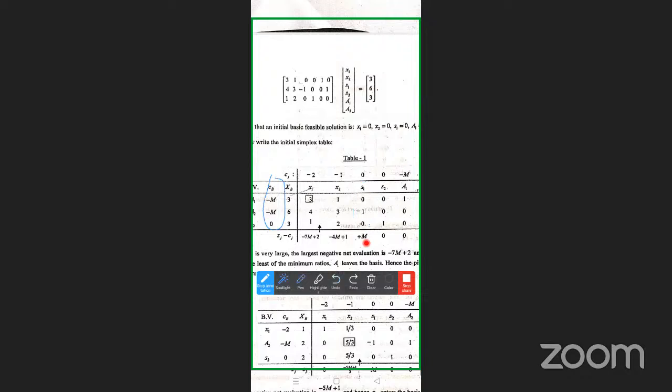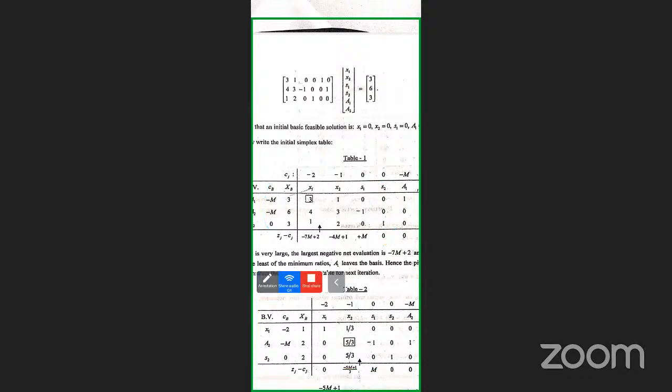Next, second one, S2, second variable. So multiply 0, minus M into 0, 0. Second one, minus M into 0, 0. 1 into 0 plus 0, minus 0. So total 0. So that is 0.